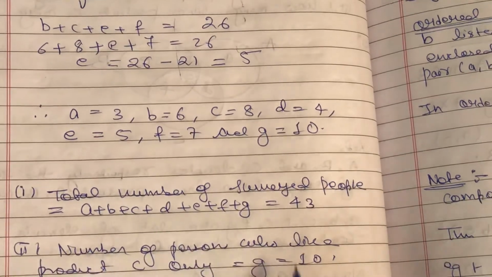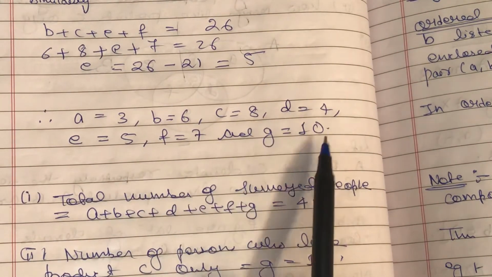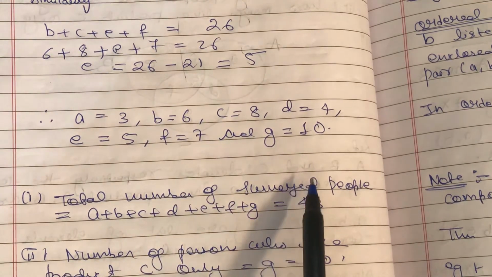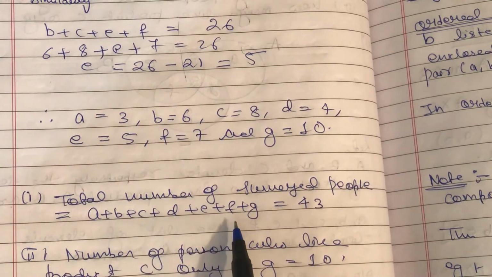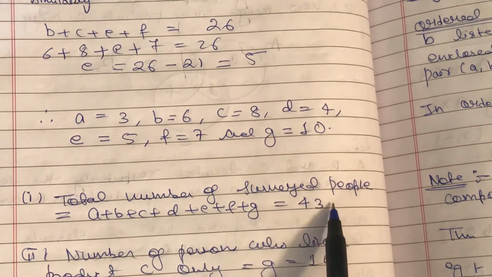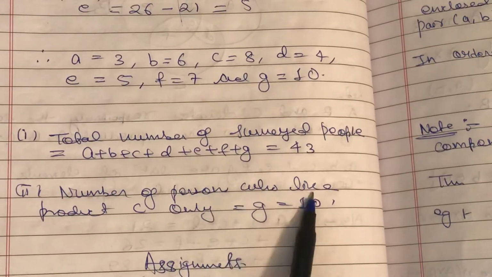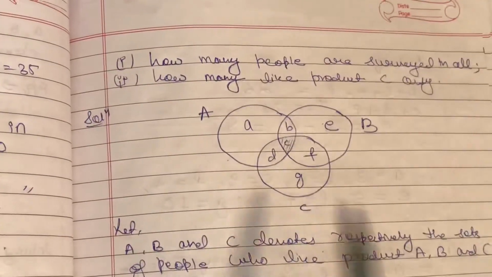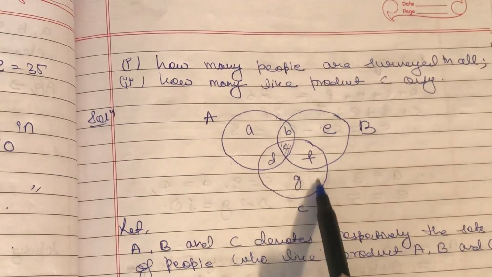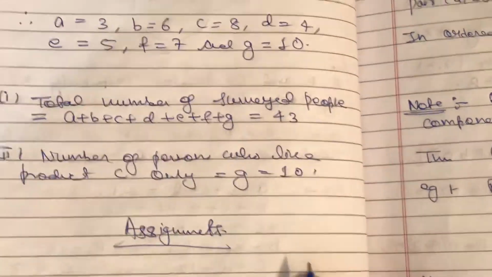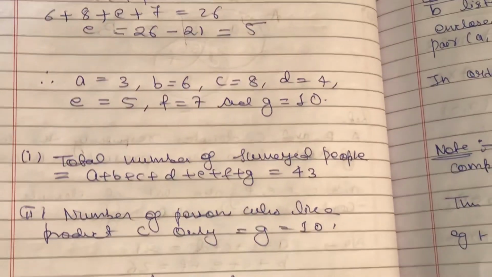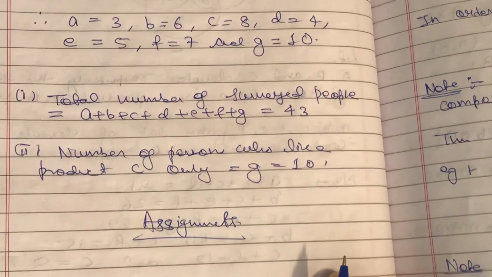So once I have the value of A, B, C, D, E, F, G as this much, as per the question I have to find the total number of people surveyed, that is equal to A plus B plus C plus D plus E plus F plus G, that is equal to 43. And the number of persons who like product C only is equal to G, because the number of persons who like only C is definitely going to be my G. So the value of G is how much? 10. So this is my answer. This is how we can solve any complicated Venn diagram question using this simple method only.